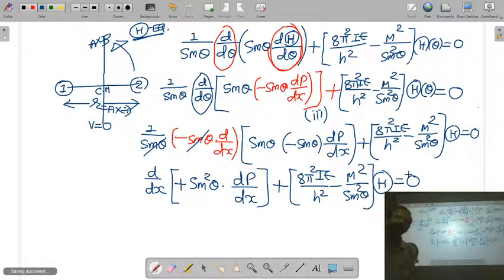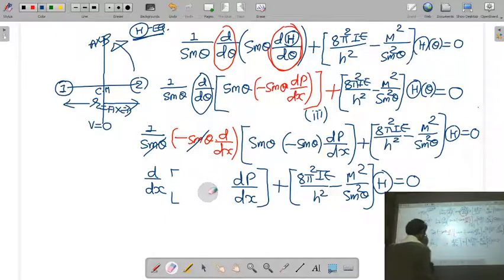Now we have made the substitution x is equal to cos theta. So sin square theta is equal to 1 minus cos square theta, that is 1 minus x square. So let us put the value of sin square theta here. The value of sin square theta is 1 minus x square. So this is our simplified version of the theta equation of the Schrodinger equation.